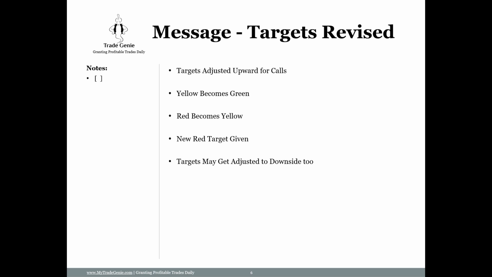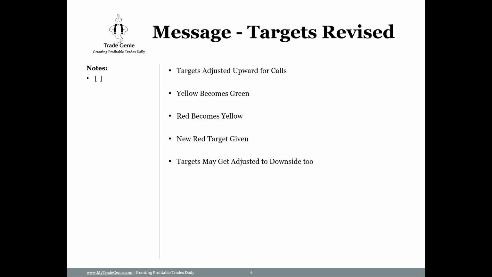So now I'll explain what green, yellow, and red mean. Sometimes we do revise the target. Most of the time it's to the upside, sometimes to the downside, depending on the market conditions and what the stock is doing, or if it's stuck. Sometimes the stock is stuck, so we downgrade the target. So the logic, to make it simple, is that the green target is the first target, yellow is the second, and the red is the third.